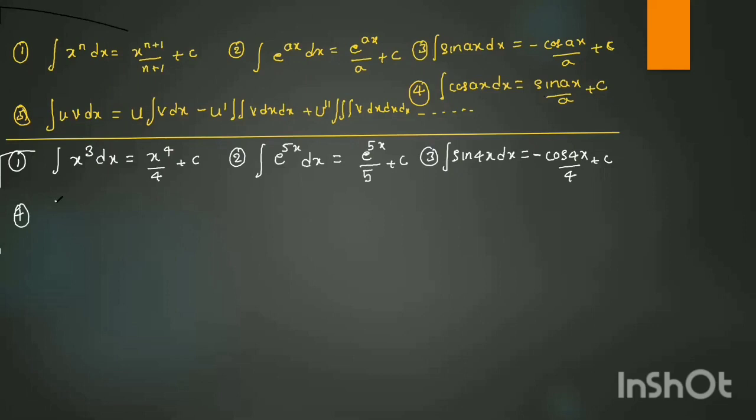Fourth one, the integral of cos 5x dx is equal to. Yes, correct answer, all of you. What is the answer for cos 5x? It is sine 5x. Cos becomes sine, and whatever the coefficient is, we have to divide by it, plus c.